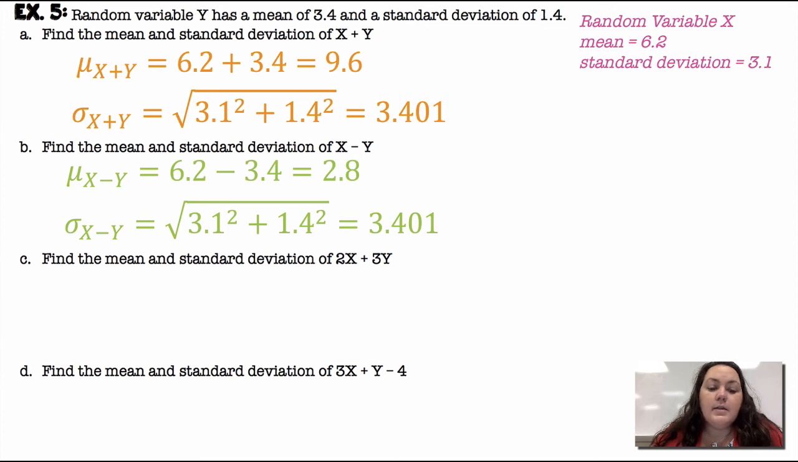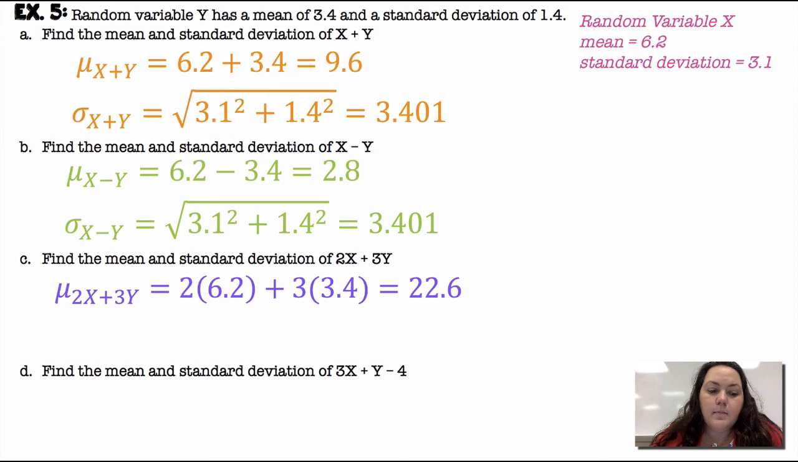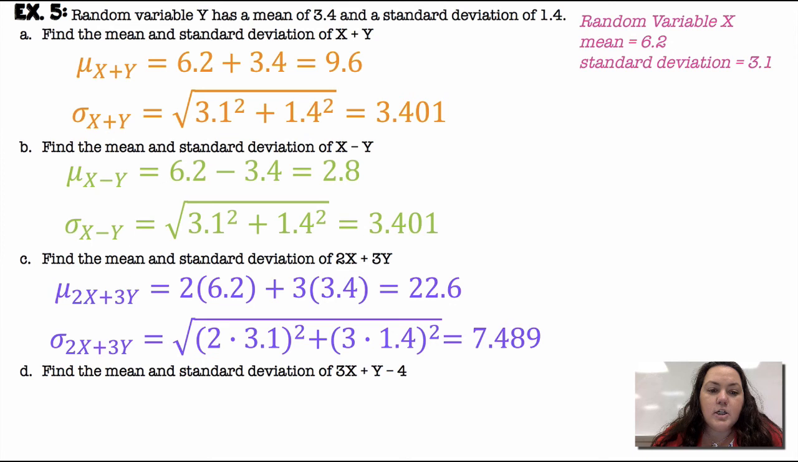So it's always just addition for standard deviation. Find the mean and standard deviation of 2x plus 3y. For the mean, I multiply 2 times my x mean plus 3 times my y mean, and then add them. I get 22.6. For standard deviation, I would do the square root of 2 times my x standard deviation squared plus 3 times my y standard deviation squared. And that would give me 7.489.